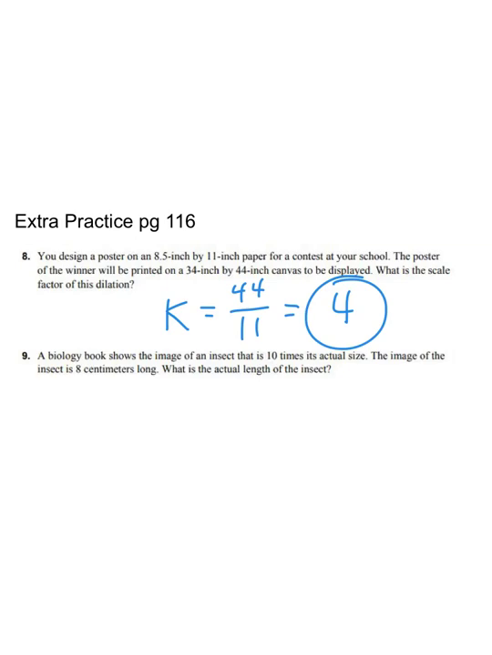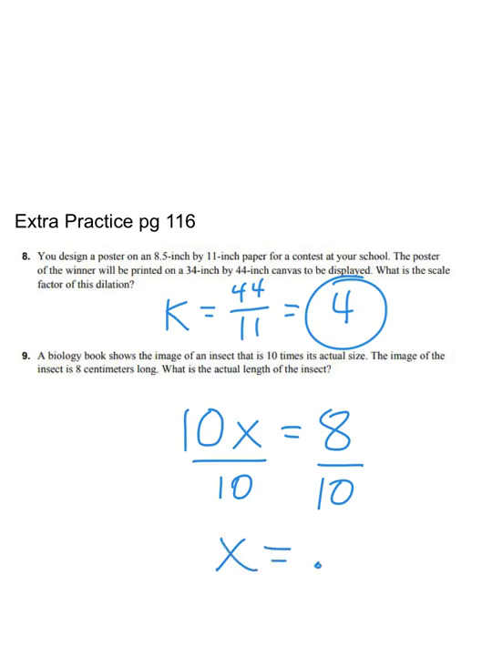All right, guys, here's our last question. A biology book shows the image of an insect that is 10 times its actual size. The image of the insect is 8 centimeters long. What is the actual length of the insect? So the way I thought about this one, we don't know the actual length, but I know I had to multiply. I took 10 times its actual length, and I got 8. So if I divide both sides by 10, we'll figure out the insect is actually 0.8 centimeters long.